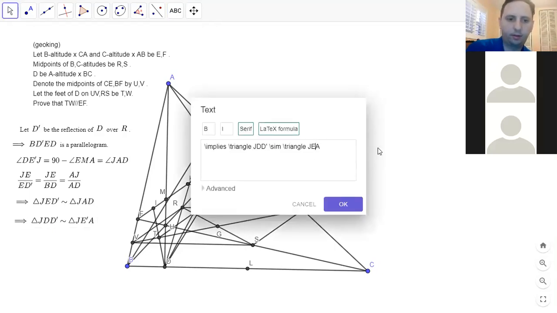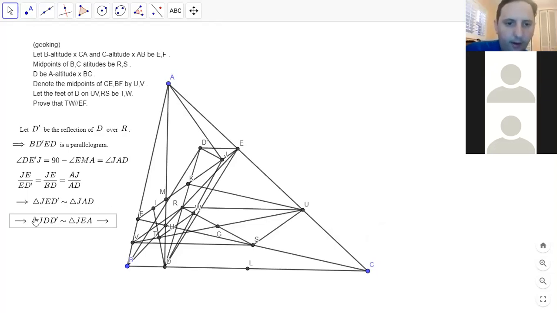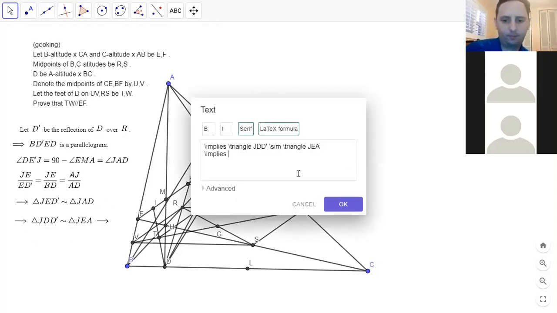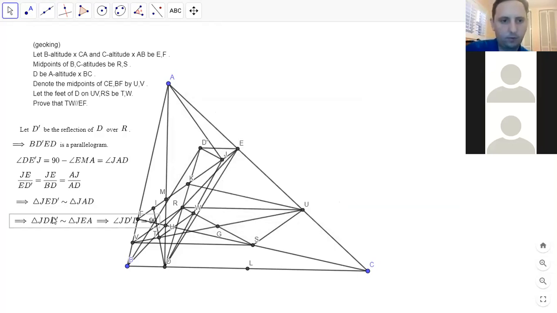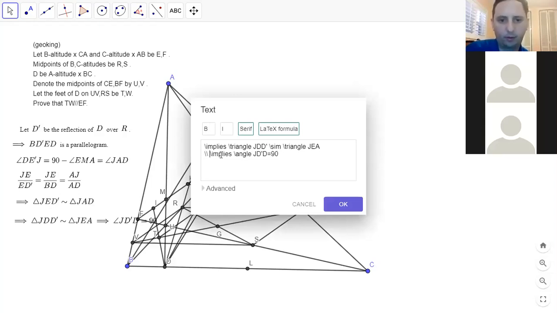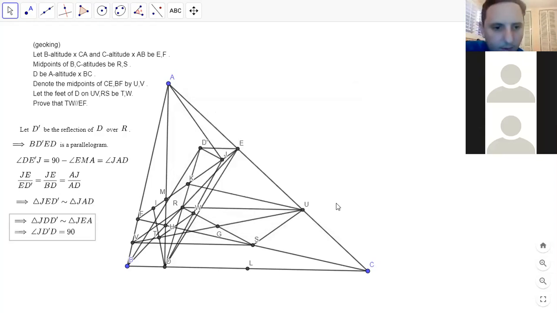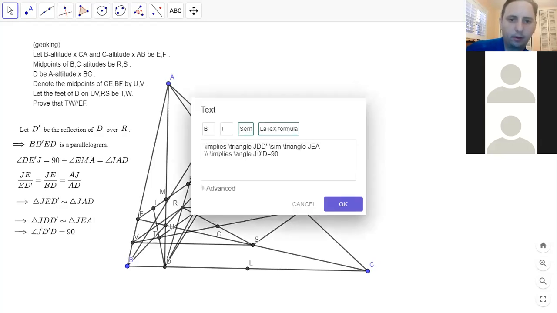And that implies we have a right angle. So that means that angle JD'B equals 90. Let me see if I can put this on a new line. See if that works. All right. Or no, D'JD.